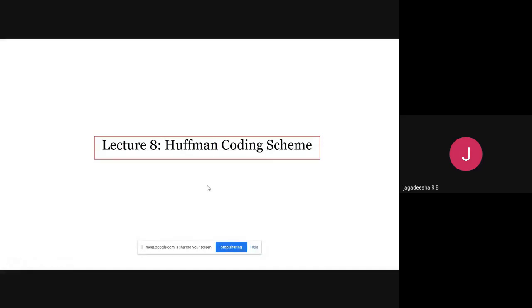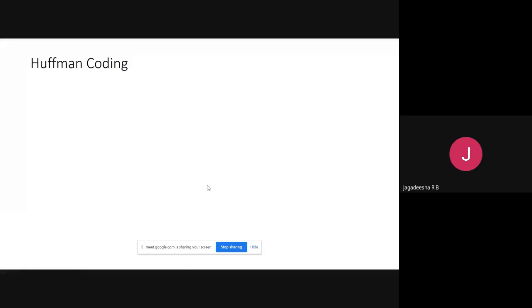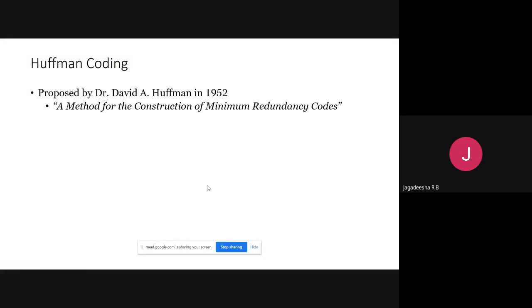Today's discussion is on the Huffman coding scheme. It is again a variable length encoding scheme. So again, you have a similar set of inputs even in this case, like the ones we have studied already, and we were trying to find out some improvement compared to the previous coding schemes.